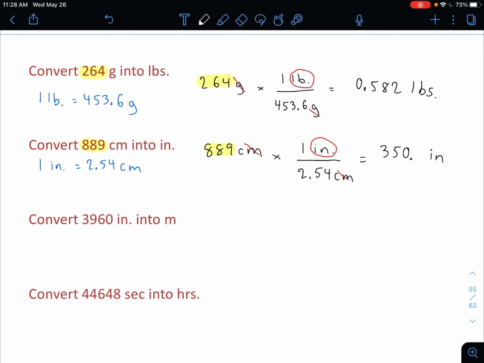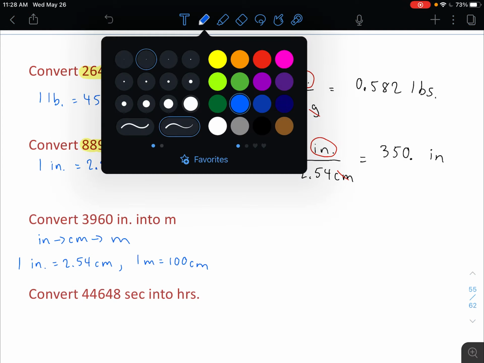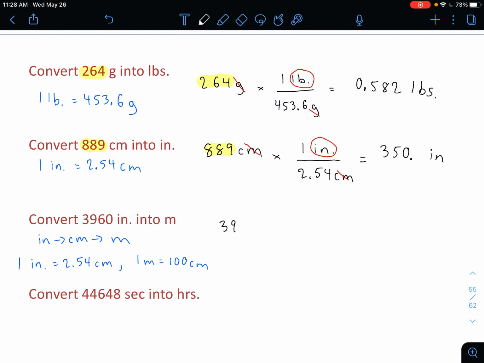Okay, next 2 will actually take us 2 steps, so we'll need 2 conversion factors, or at least I'm going to do it that way. My plan for this one is to go from inches to centimeters to meters, just kind of the reverse of the example we saw. So we know 1 inch equals 2.54 centimeters, and 1 meter equals 100 centimeters. Okay, with that information there, I should be ready to make this one work.